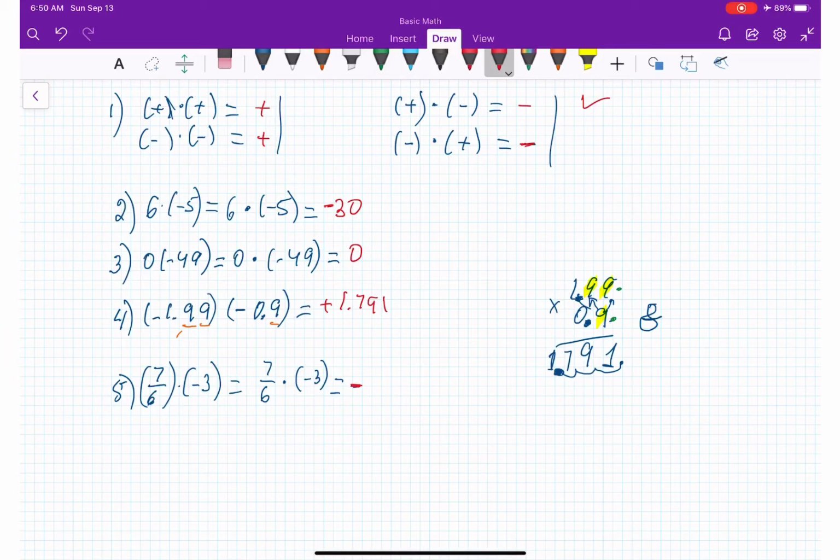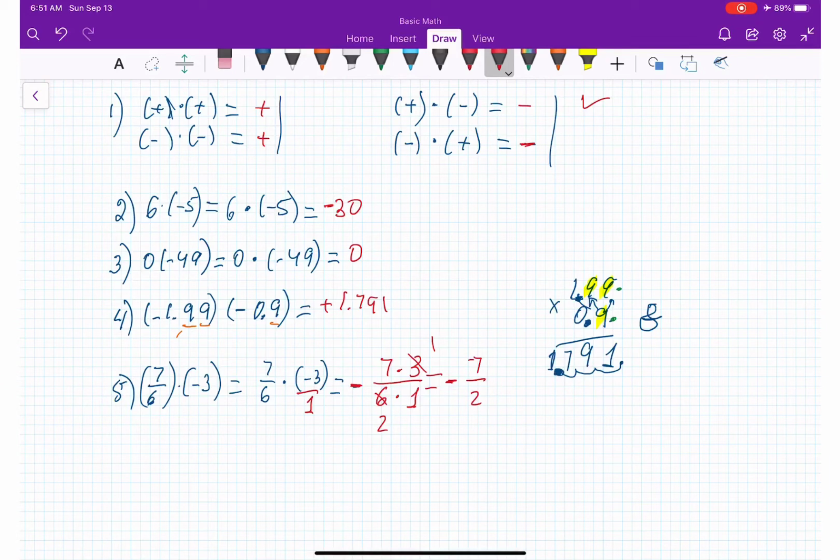And what do we have here? 7/6 times 3/1. Because we have 3, I can represent it as 3 over 1, right? So can we reduce here? Yes, 6 and 3, both of them. I can divide by 3. This is 1, this is 2.